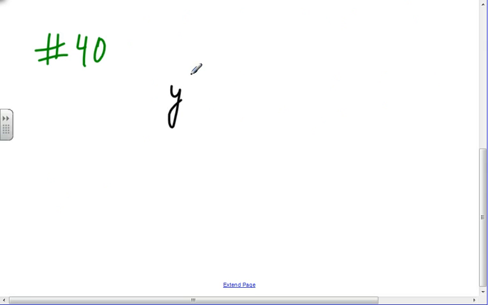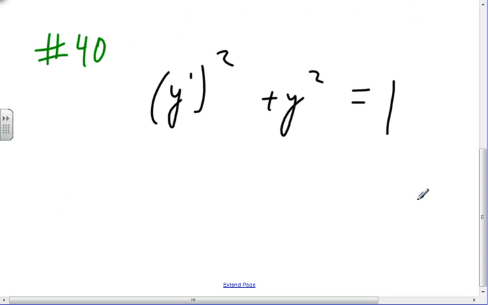So y prime squared plus y squared is equal to 1. Okay, anybody tell me what that answer is? Tell me an equation that's equal to 1. 1 minus 0 equals 1. Okay, that was trivial if I ever heard of one. Tell me another equation that's equal to 1. 2 minus 1. Another trivial condition.